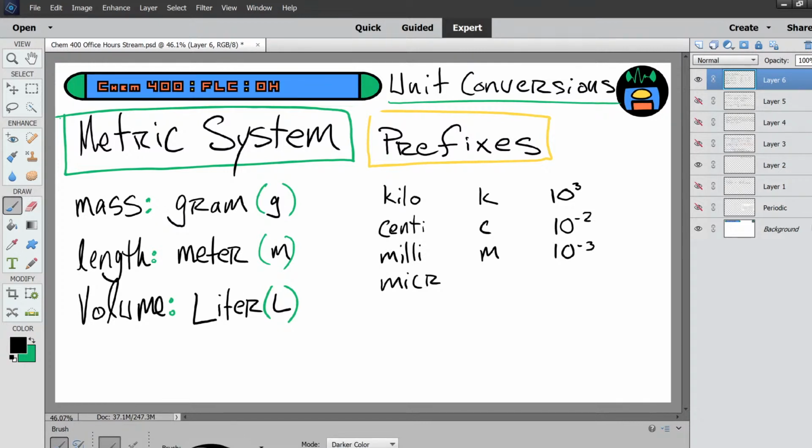Micro has a prefix that is the Greek letter mu. That's the Greek letter for m because m was already taken for milli. And that is 10 to the negative 6. Nano, which is a lowercase n, is 10 to the negative 9. And pico, which is a p, is 10 to the negative 12th.